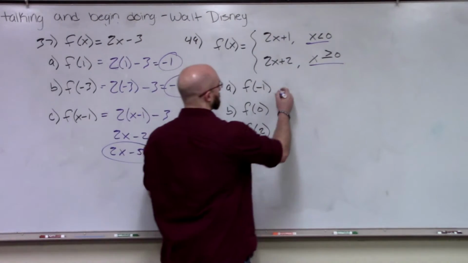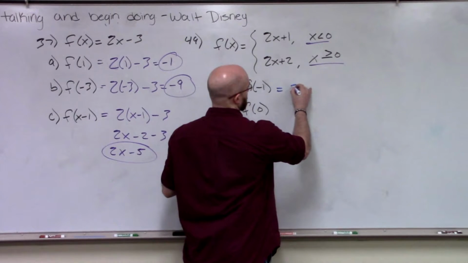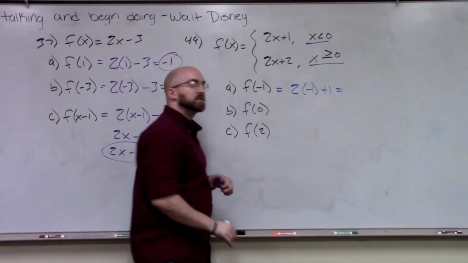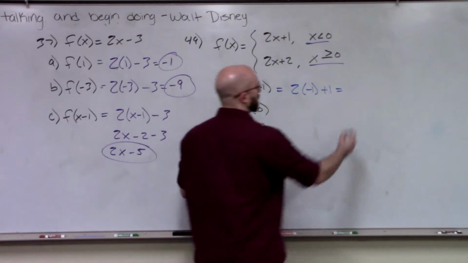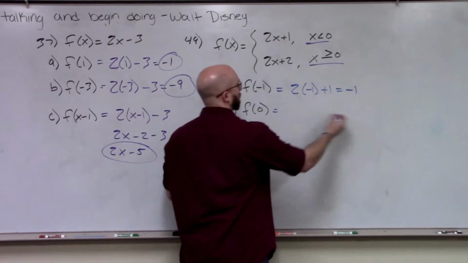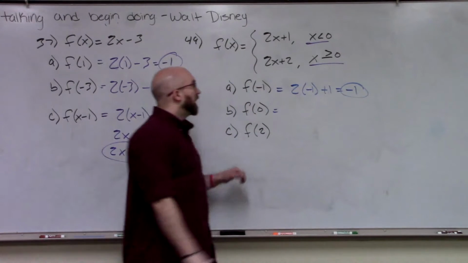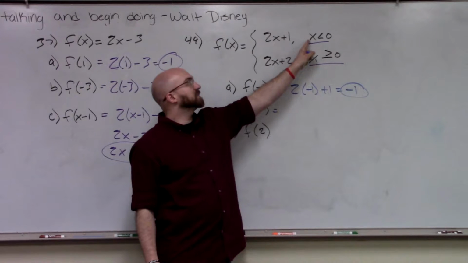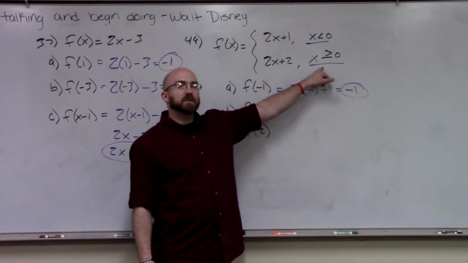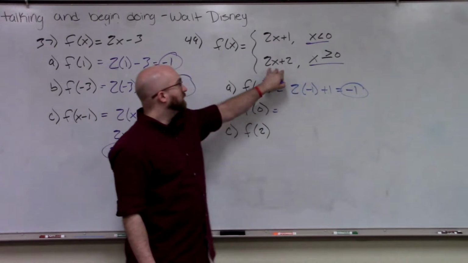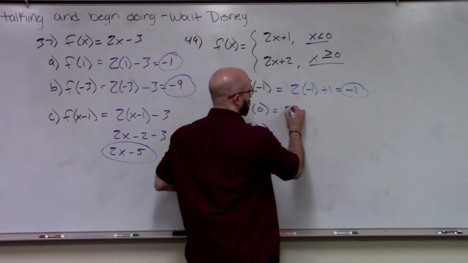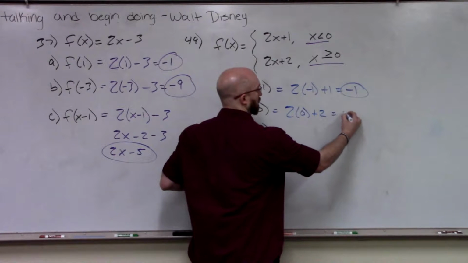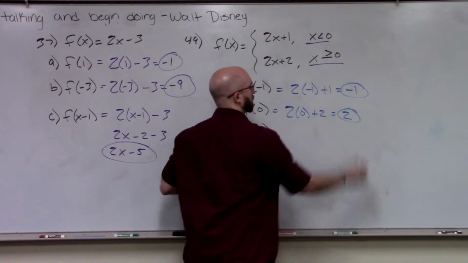So that means 2 times -1 plus 1. Well, 2 times -1 is -2, plus 1 is -1. That's your answer. Next, f of 0. This one is x less than 0, and this one is x greater than or equal to 0. So when it equals 0, we use this equation. So that's going to be 2 times 0 plus 2. That equals 2.